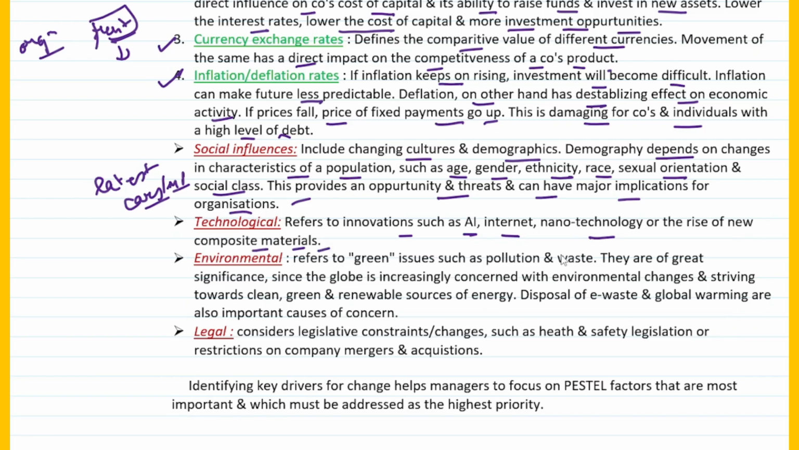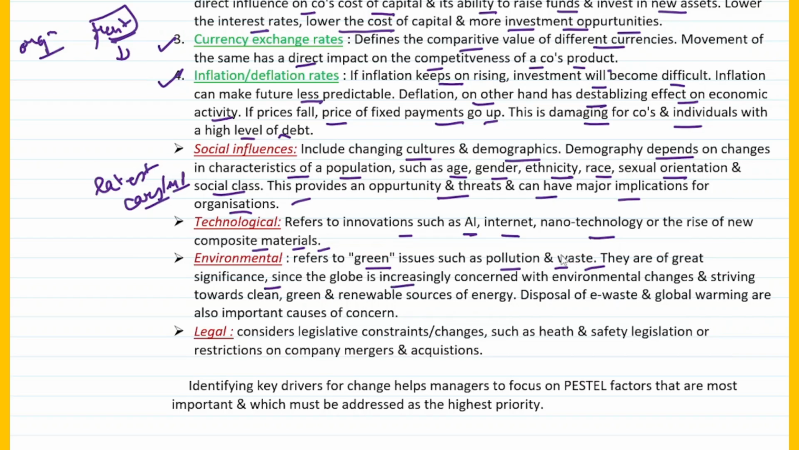Then we talk about the environmental. What does environmental talk about? It refers to green issues such as pollution and waste. Fine. Nowadays, every country, because of climate change, is trying to reduce the pollution level, right? So these are basically referred to as green issues, and they consist of topics like pollution and waste. They are of great significance.